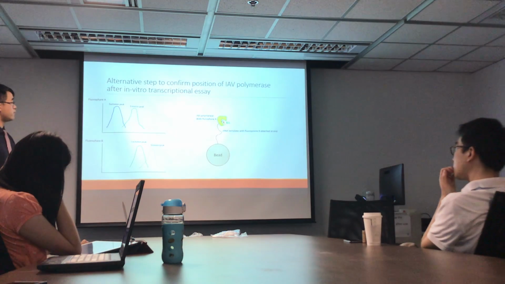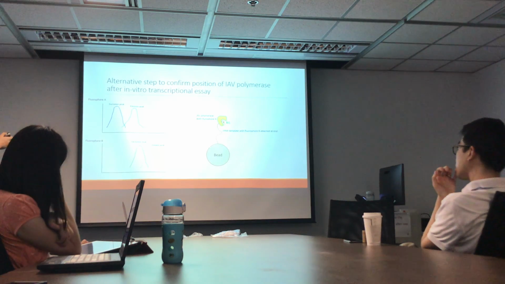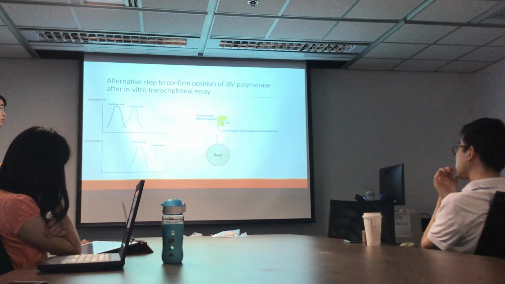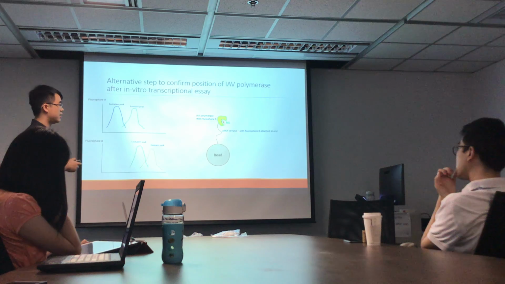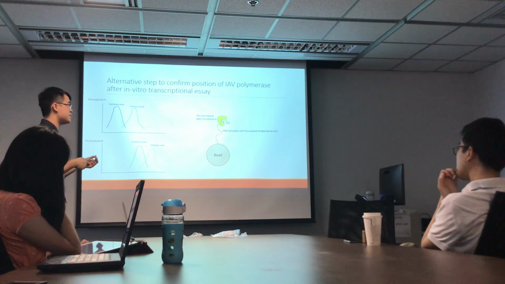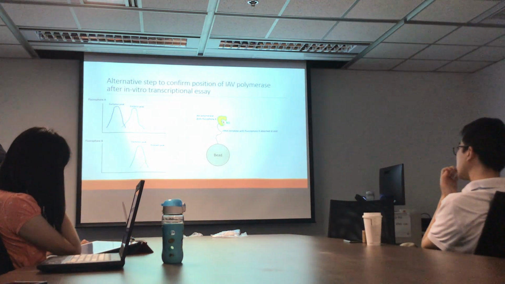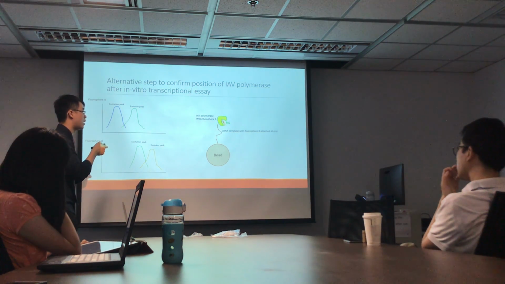This is part of a method that our experimental group came up with that can be used in our own research projects. We can use flow cytometry as an alternative step to confirm the position of the influenza A virus polymerase after an in vitro transcription assay. Here we have a cRNA template with what I named fluorescence B attached to the end, and this template is attached to a bead. During transcription, the influenza A polymerase would first attach here and transcribe along.